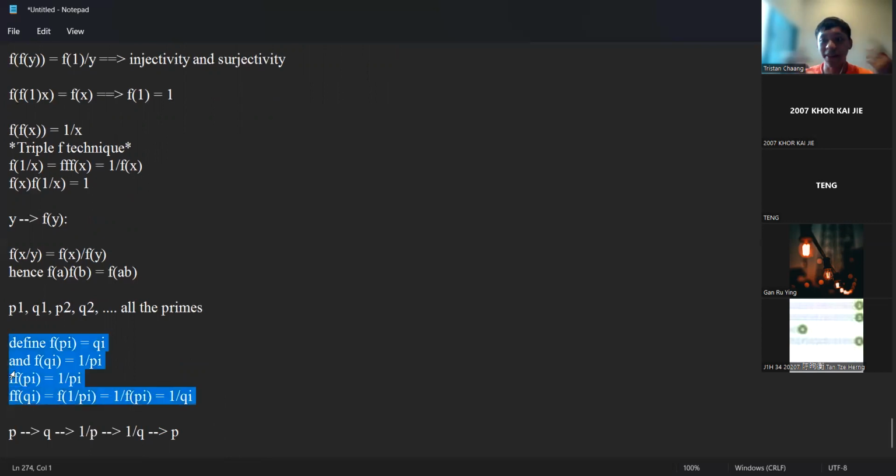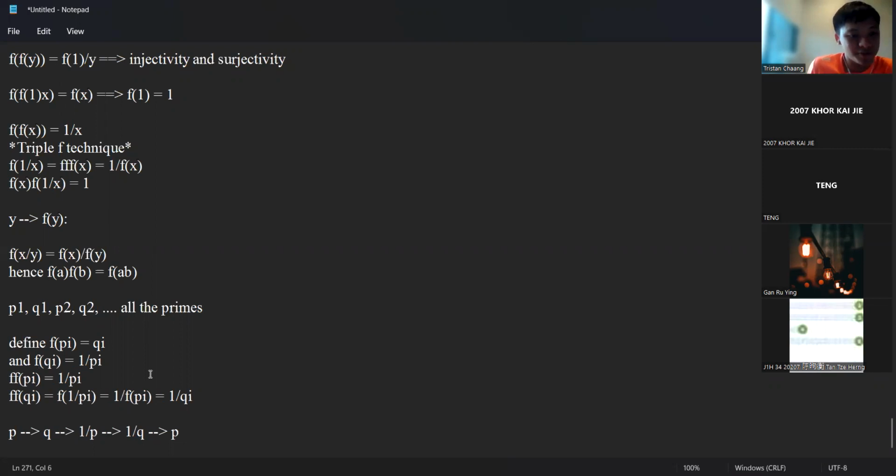So this one is another quite weird function where you have to assign a value to each of the corresponding important inputs. So in this case, the primes. I try to define f for the primes because if I do, then I can manage to define f for every single rational number.